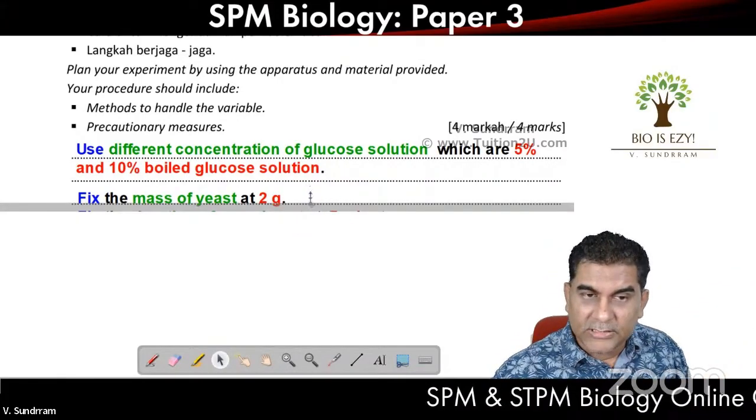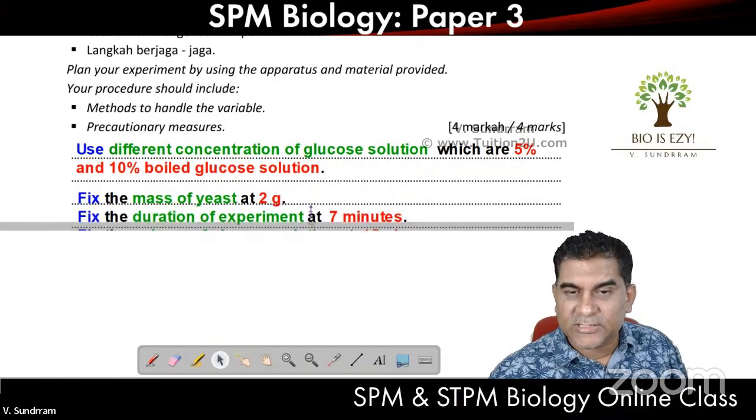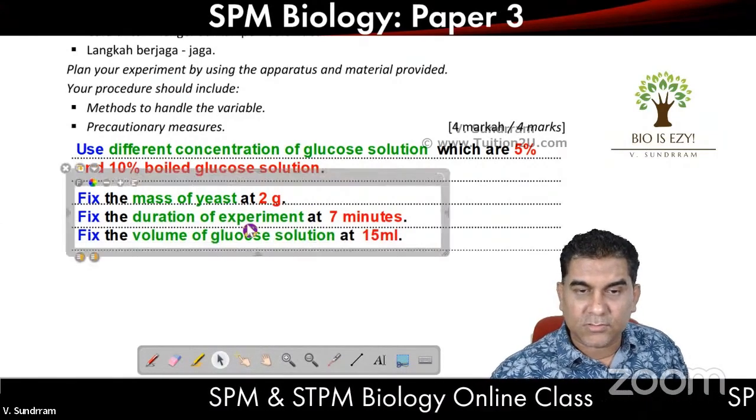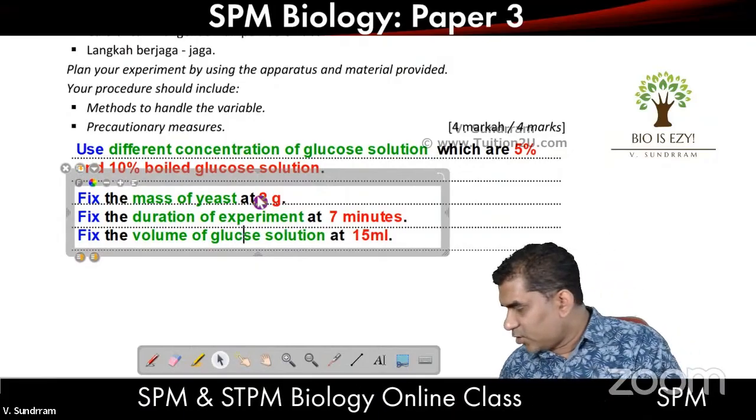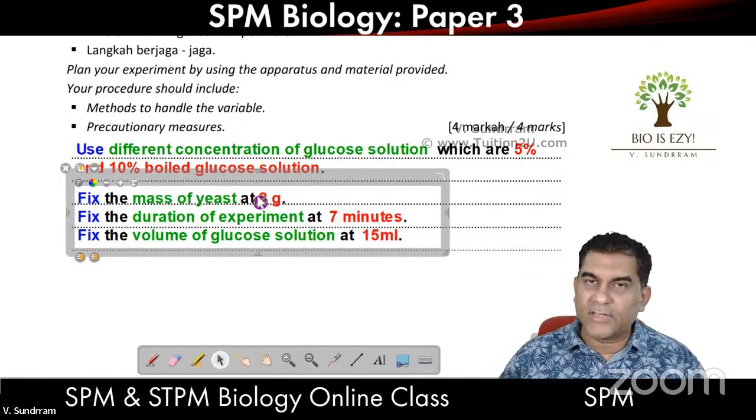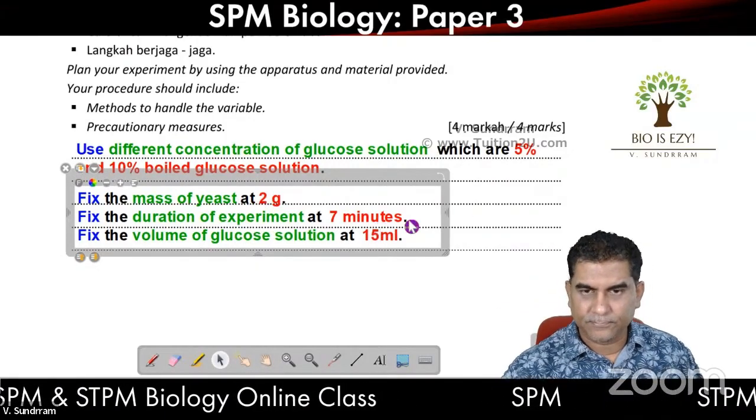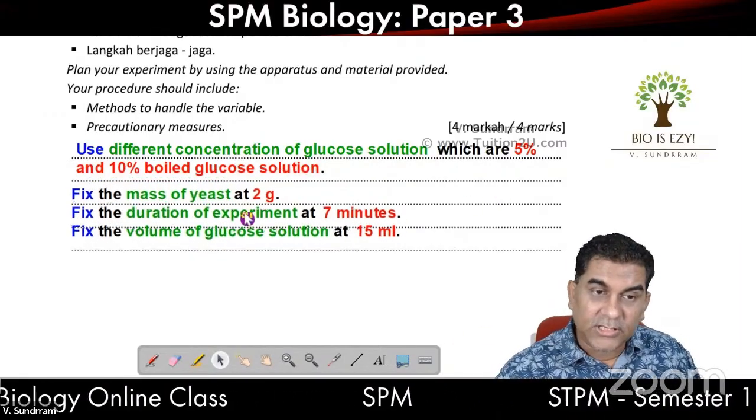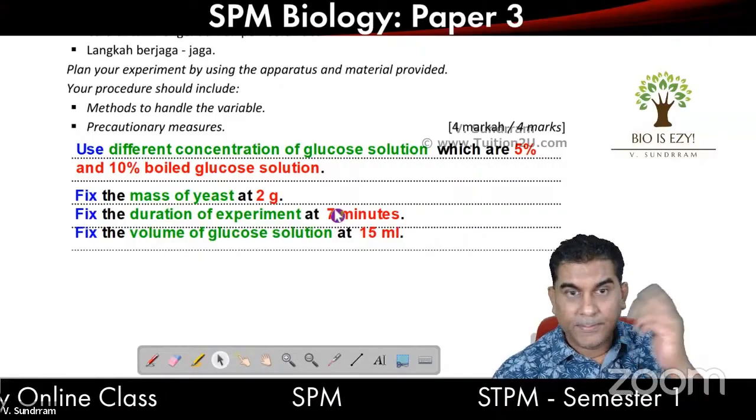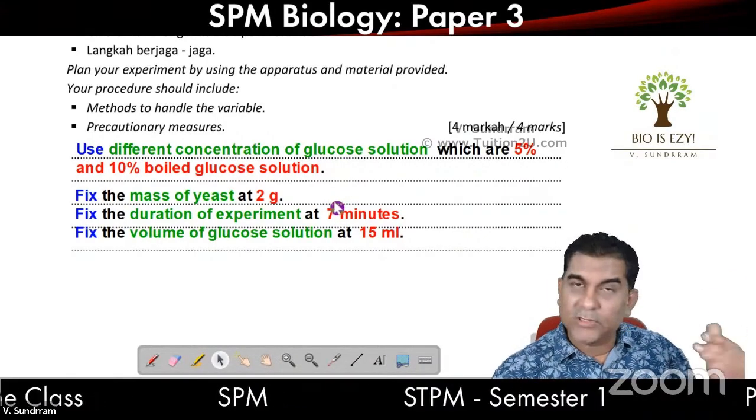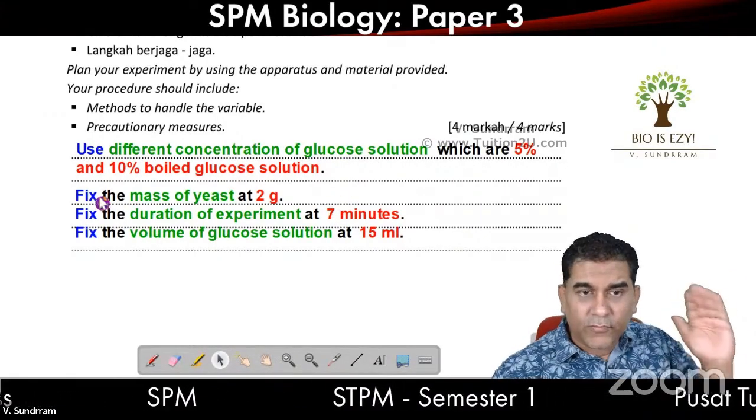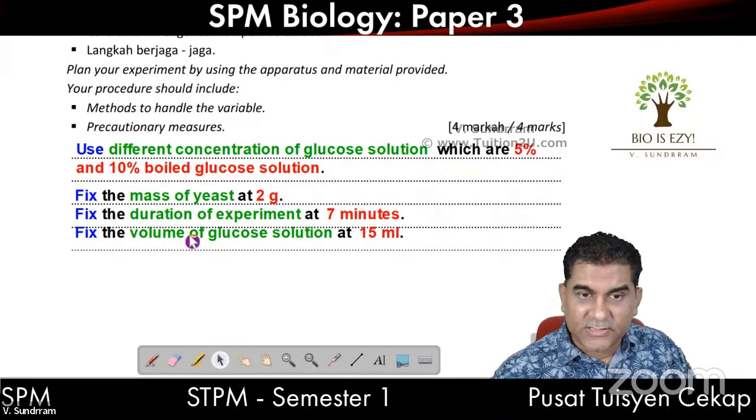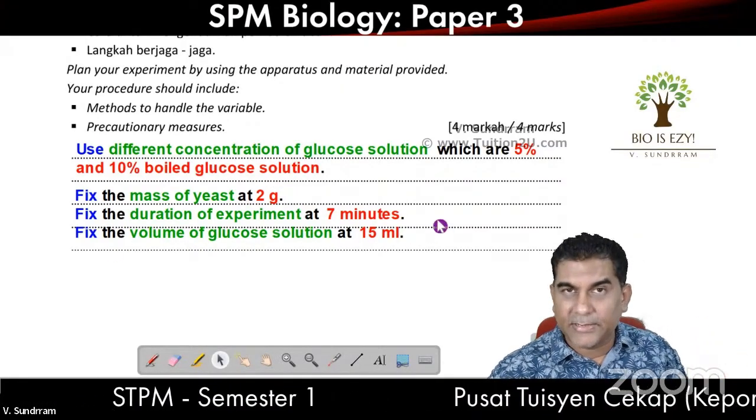We just inform the examiner we are fixing the mass of yeast at 2 grams. Or the others, what you can write: fix the duration of experiment at 7 minutes, or fix the volume of glucose solution at 15 ml. You decide. If you want to write all 3, also can. But generally 1 is enough. But if you feel you want to write all 3, go ahead. So fix the mass of yeast at 2 grams, fix the duration of experiment at 7 minutes, and fix the volume of glucose solution at 15 milliliter.